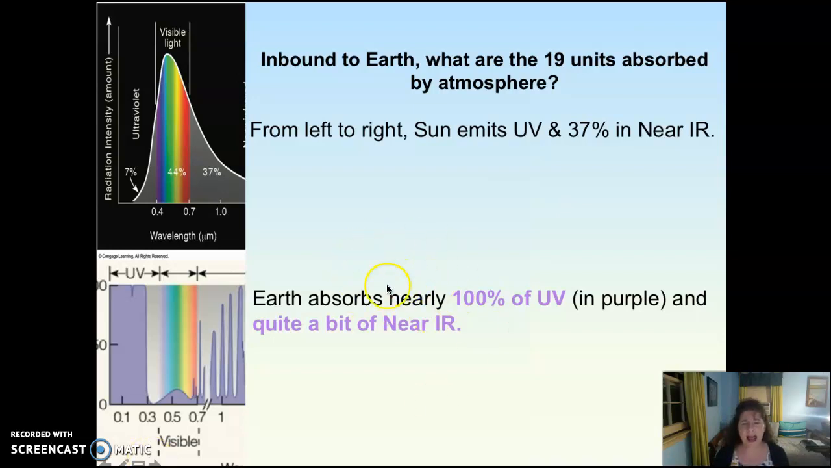What you see here is that the Earth is absorbing nearly 100% of the UV. Guess what? That's the ozone in the stratosphere, and that's considered the lower atmosphere. And then you're absorbing quite a bit of IR in here as well. And that IR that's being absorbed in the clouds is actually IR that's being absorbed from CO2 and from water vapor as well. So that's what's being absorbed by the greenhouse gases on the way in that was not absorbed when we didn't have greenhouse gases. Let's think about what's going on the way out.